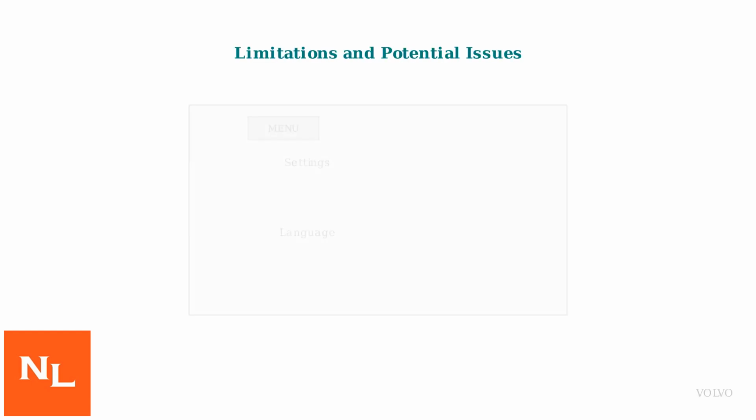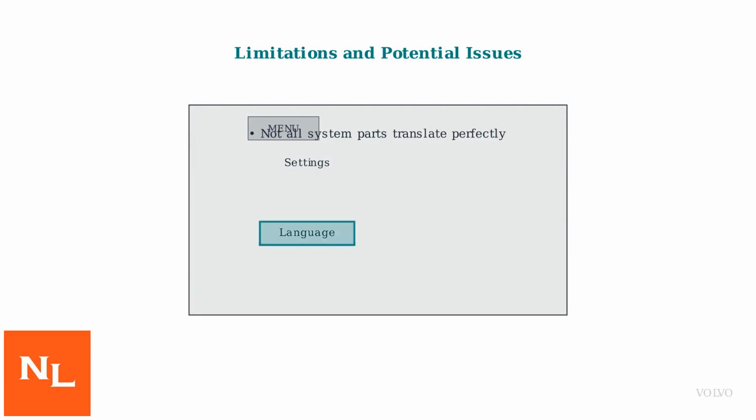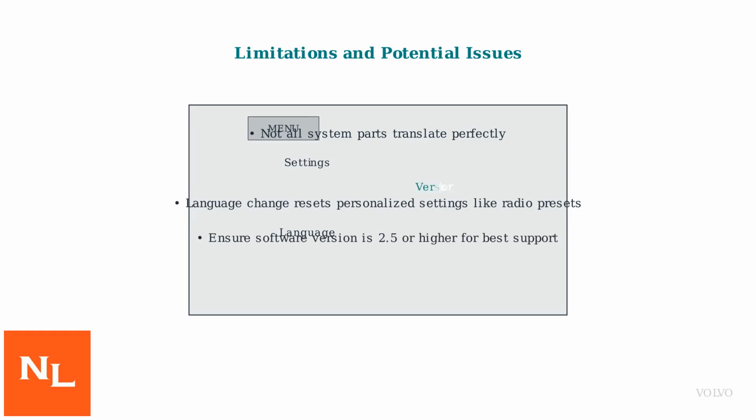When changing the system language on your Volvo V60 I, be aware of some limitations. Not all parts of the system translate perfectly, and some error codes or voice commands might remain in the original language. Changing the language can also reset some personalized settings, such as saved radio presets. Also, ensure your software version is 2.5 or higher to have the best language support.